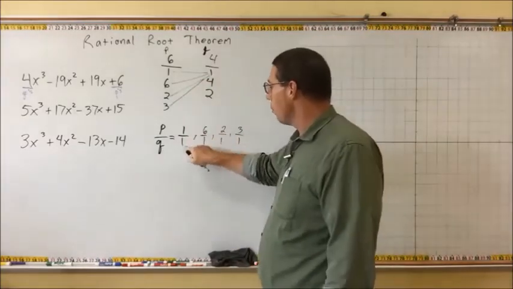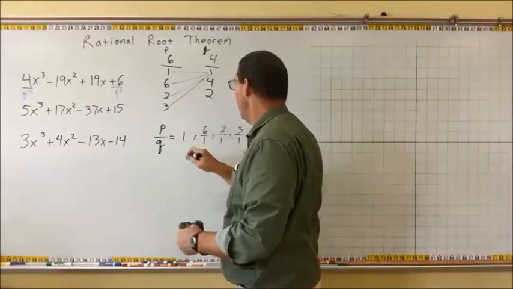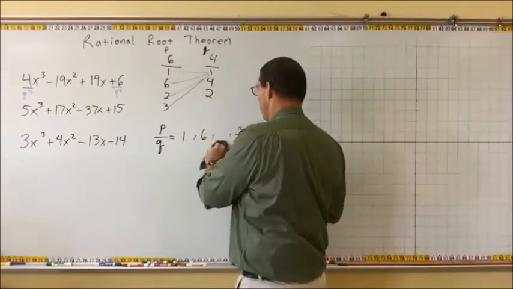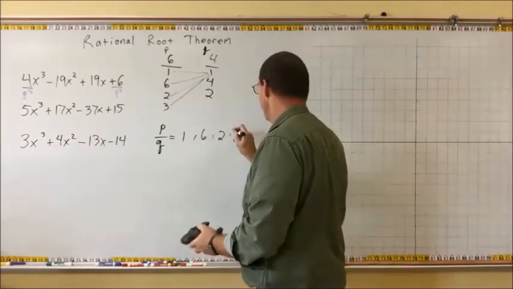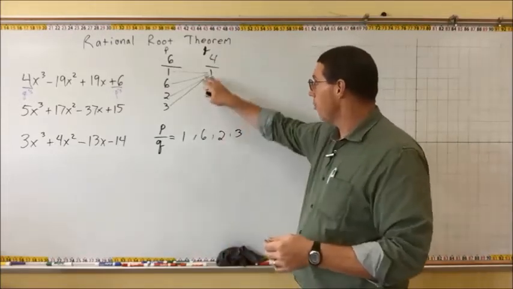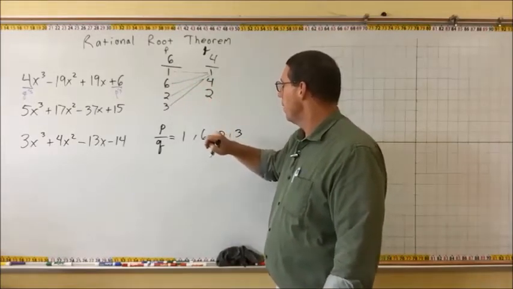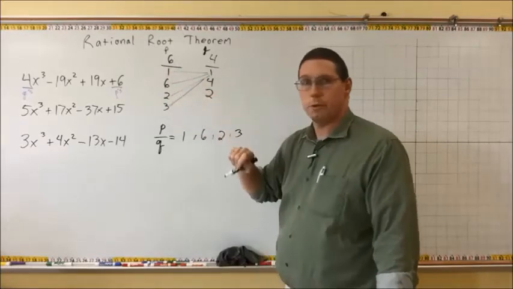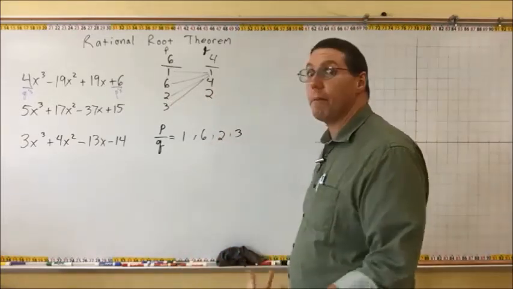Now, 1 over 1 is actually 1, so instead of putting 1 over 1, I can just write 1. 6 over 1 is just 6. 2 over 1 is just 2. And 3 over 1 is just 3. Now, we're not done. We still have to go through all these other q's. We have to do 1 over 4, 6 over 4, 2 over 4, 3 over 4. Then we have to do 1 over 2, 6 over 2, 2 over 2, and 3 over 2. Those are all of the possible rational roots.